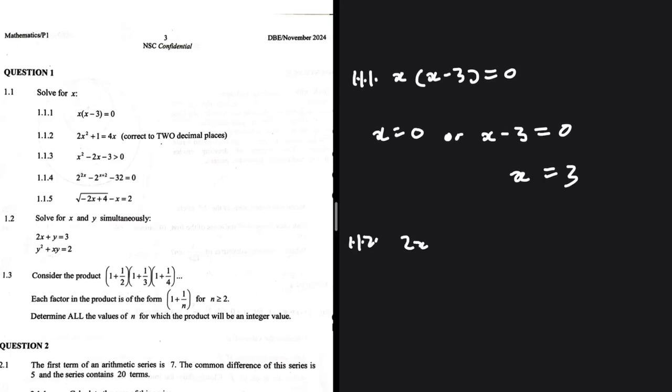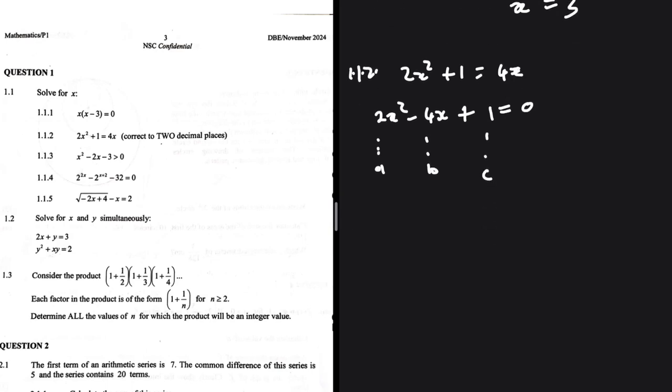We have 2x squared plus 1 being equal to 4x, and we're supposed to solve for x correct to 2 decimal places. As soon as the question says correct to 2 decimal places, we are thinking that we might have to use the quadratic formula, the quadratic equation. So to write this in the standard format, we would have 2x squared minus 4x plus 1 being equal to 0. So this is A, this is B, and this is C.